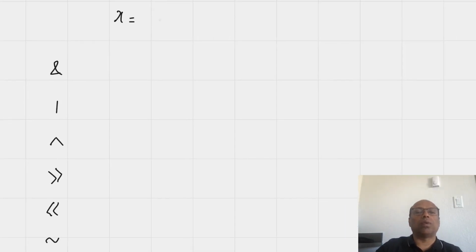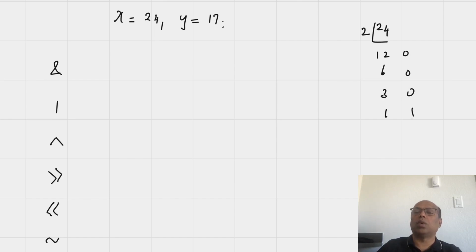Let us see here how the AND works. My x is right now 24, y is right now 17. What is stored in x is the binary form of 24. Let's see how to get the binary form of 24. We divide by 2: 12 with remainder 0, 6 remainder 0, 3 remainder 0, 1 remainder 1, and 1 divided by 2 gives quotient 0, remainder 1. Therefore, the binary form of 24 is 11000.